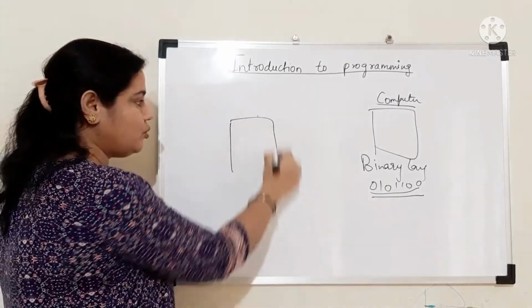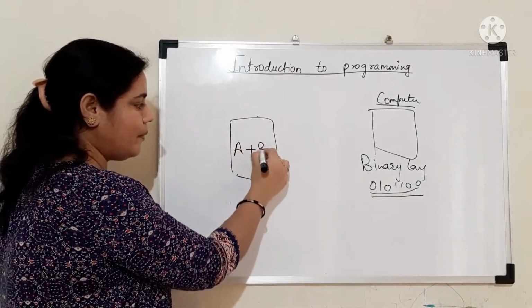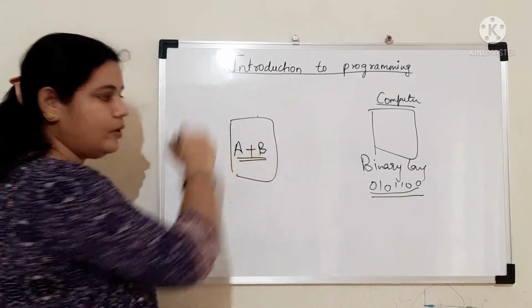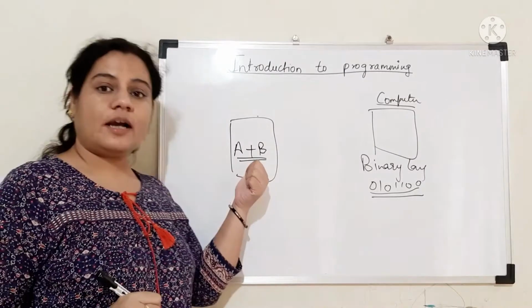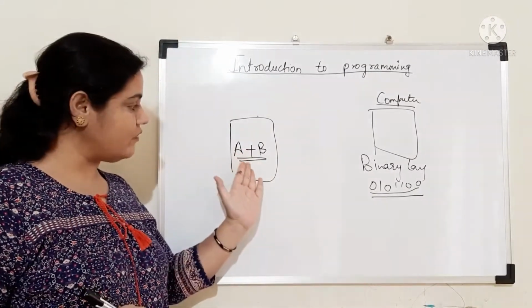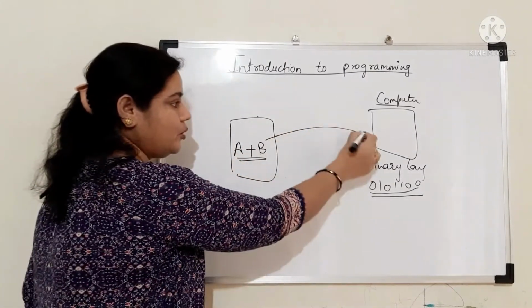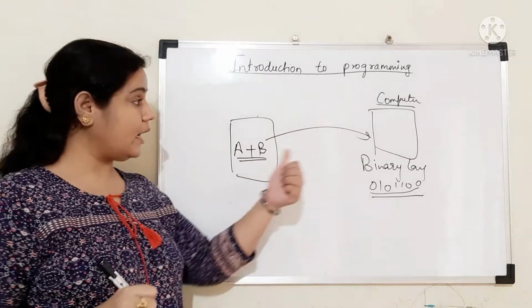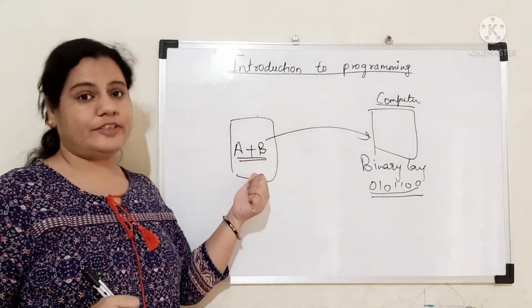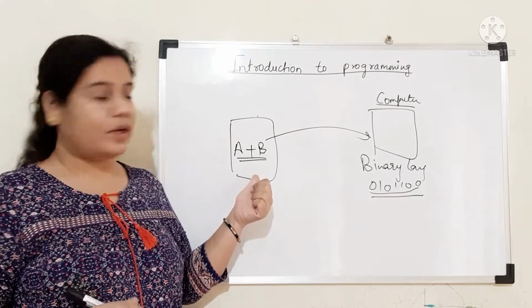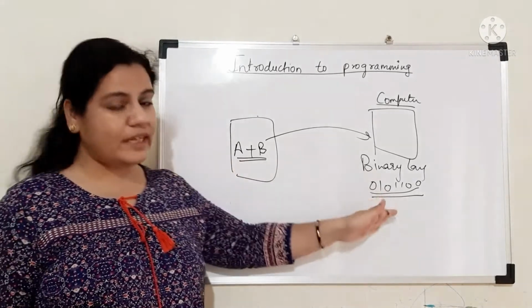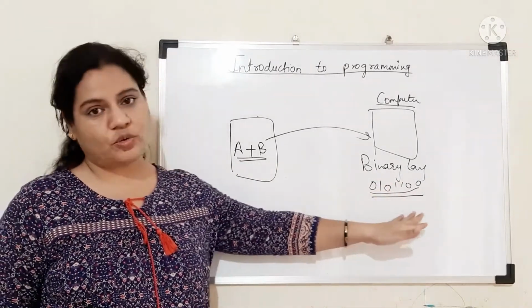I am the user, and I want to add two numbers. This is my computational work. I want to give this computational work to the computer. But can the computer understand the statement? No. Why not? Because the computer works only in machine language, 0 1 0 1 0 1.